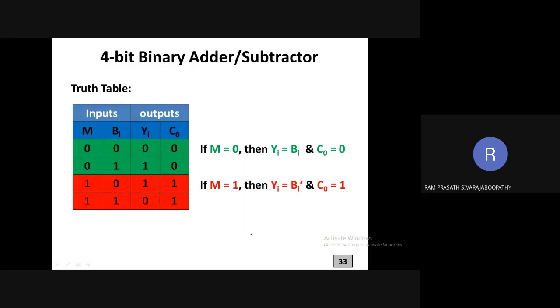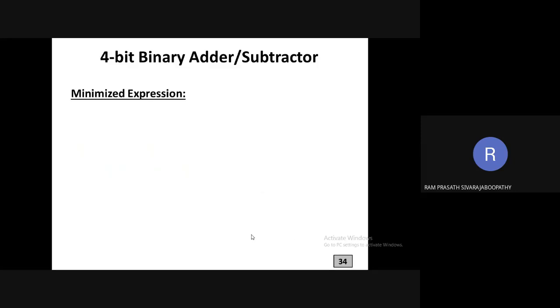Fine. Now, how can we represent Yi? Sum of 1, 2. What about C0? Sum of 2, 3. When we solve this, 1, 2 gives M bar dot Bi plus M Bi bar. What about the expression for this? Can you type it in the chat? M bar Bi plus M Bi bar. Which logic gate can perform this? XOR. Very good, Jeevitha and Sabari, very good. So M XOR with Bi is done.